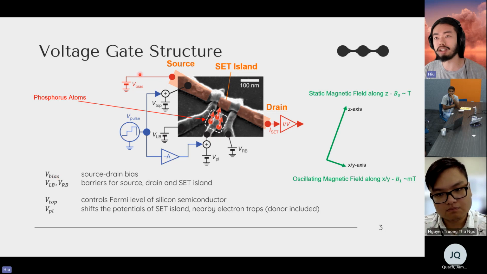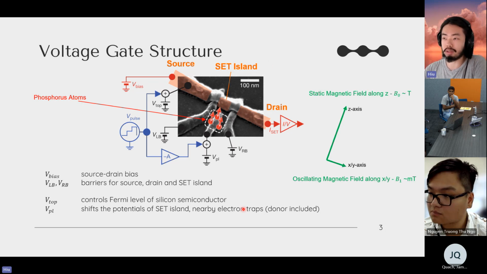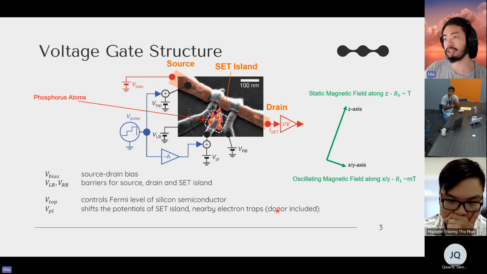So you have the source-drain bias, and then the voltage for the left and right barrier gates. And you have the top gate, which controls the Fermi level of this whole thing, which shifts the chemical potential of the SET island. And then you have the plunger gate, which also shifts the electrochemical potential of the SET, but also influences nearby electron traps, including the donor qubits here.